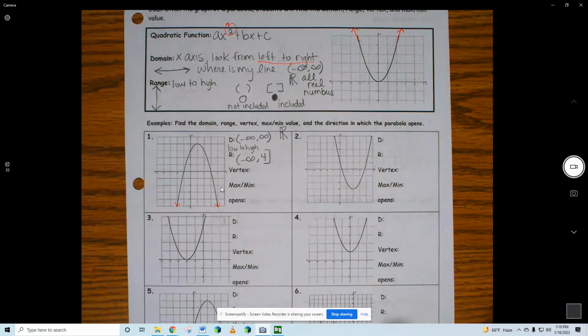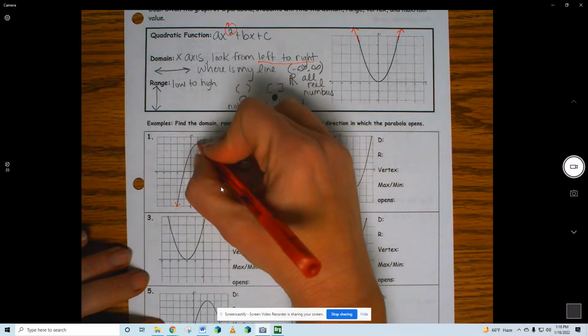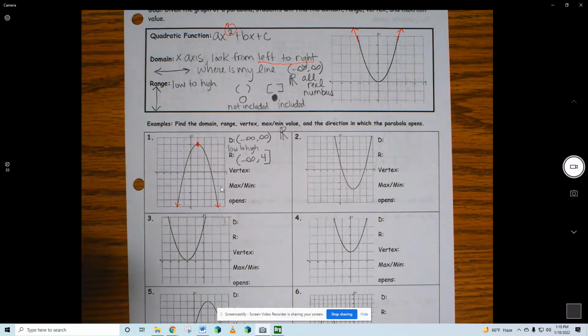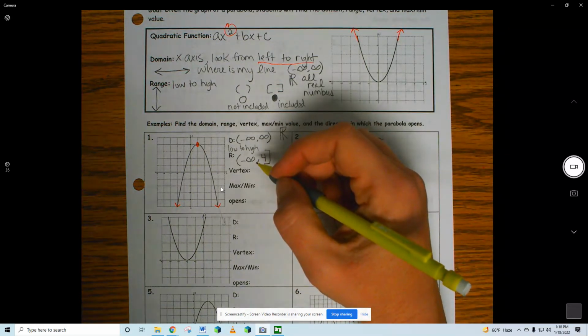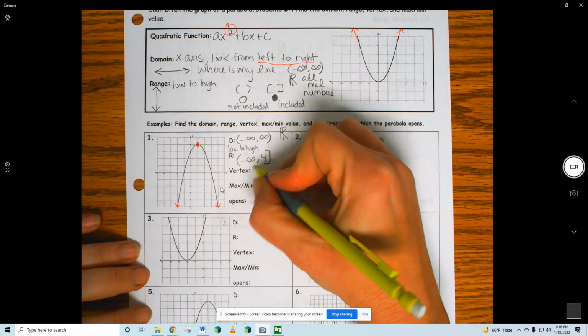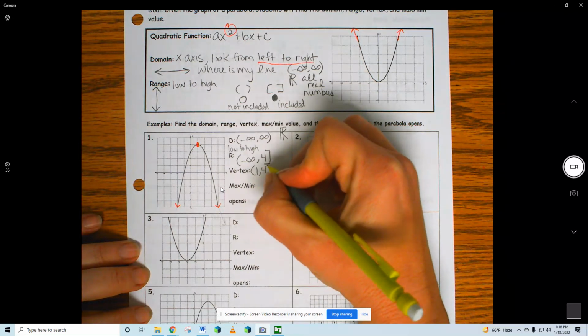My vertex is the ordered pair. Right there. What's that ordered pair labeled? What? 1, 4. Yeah. Thank you.